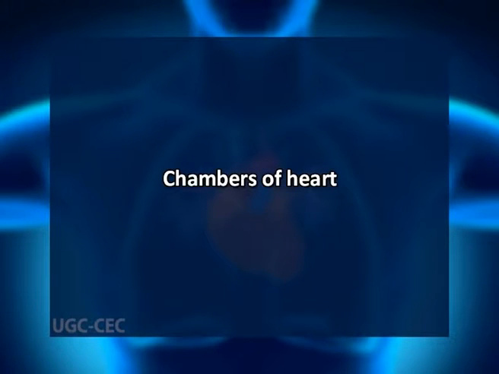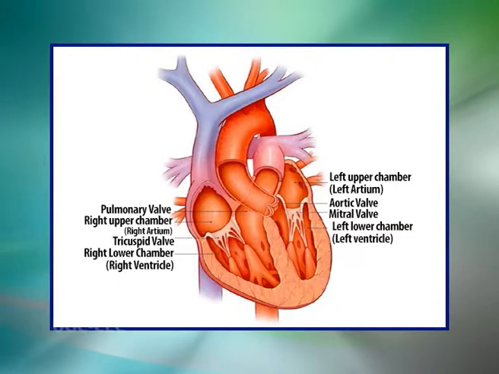Chambers of heart. The heart has four chambers. Two upper atria or auricles are the receiving chambers, and two lower ventricles are the discharging chambers. The atria are connected to the ventricles by the atrioventricular valves and separated from the ventricles by the coronary sulcus. The right atrium and the right ventricle are together referred to as right heart. Similarly, the left atrium and the left ventricle together are sometimes referred to as the left heart.